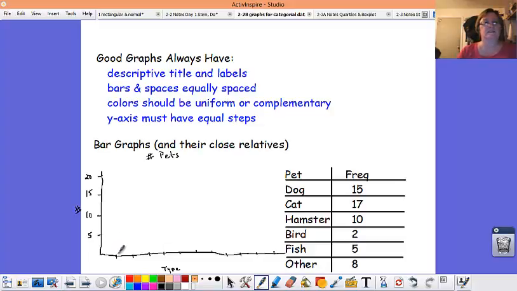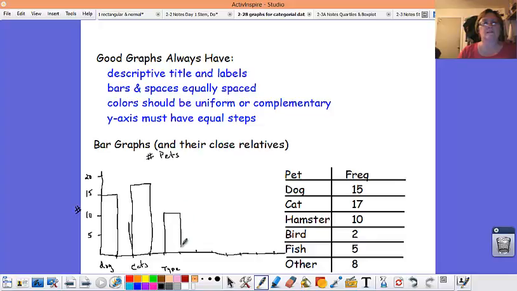Dogs, we have 15 of them. Now, I could, and I think I will, start right here because that means I'll get my most accurate right there. These are dogs. We have 17 cats, but folks, this is not a number line, so there should be spaces in a bar graph. 17 cats, so whoa, that was crooked. 17, these are cats. Hamsters, we have 10 of them.